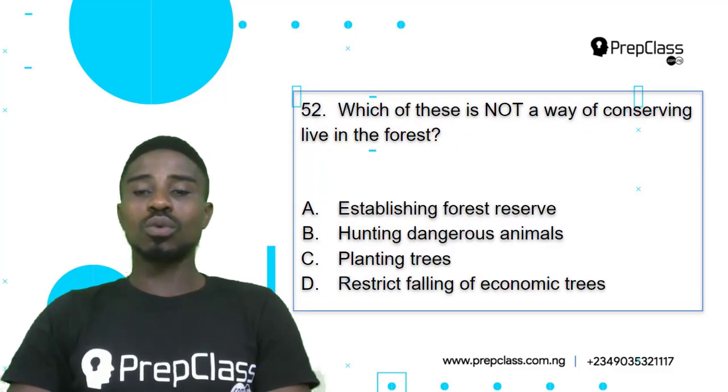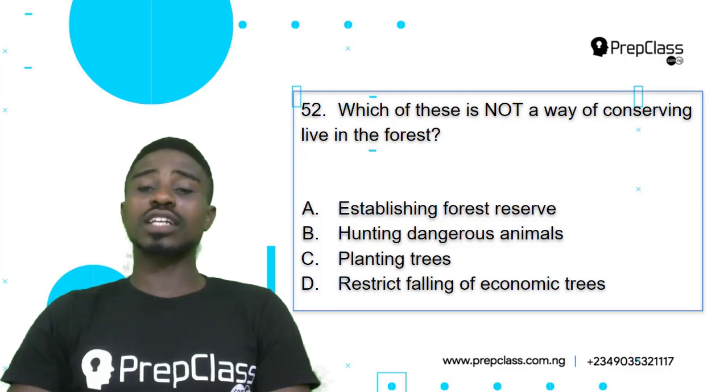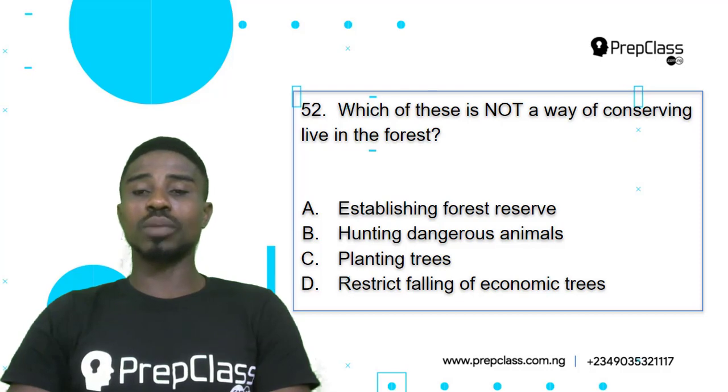Question 52. Which of these is not a way of conserving life in the forest? A. Establishing forest reserve. B. Hunting dangerous animals. C. Planting trees. D. Restrict falling of economic trees. For us to carefully select the correct answer, we need to analyze all of the options and see which one best answers our question. Now, our question is centered on which one is not the way of conserving life in the forest.